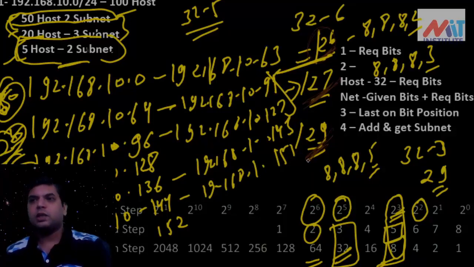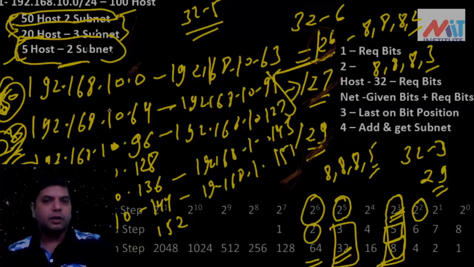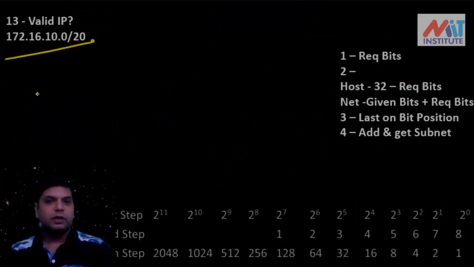Okay, the benefit: you can see that we have created 4 subnets with different host requirements, and we have used just 152 IPs. Okay, from 0 to 152 we have used just 152 IPs, and all of our requirements are complete. Still we have remaining IPs in our network. Now you need to find whether this IP is valid or not. Okay, you can use the same method.